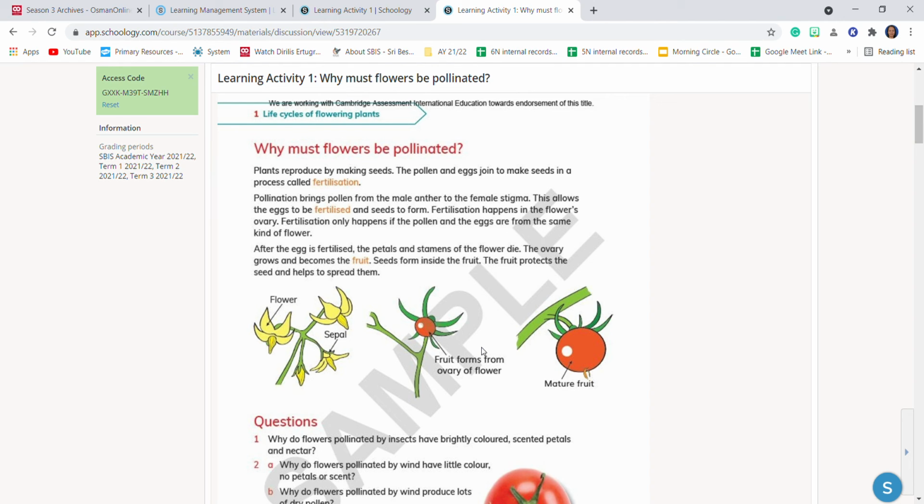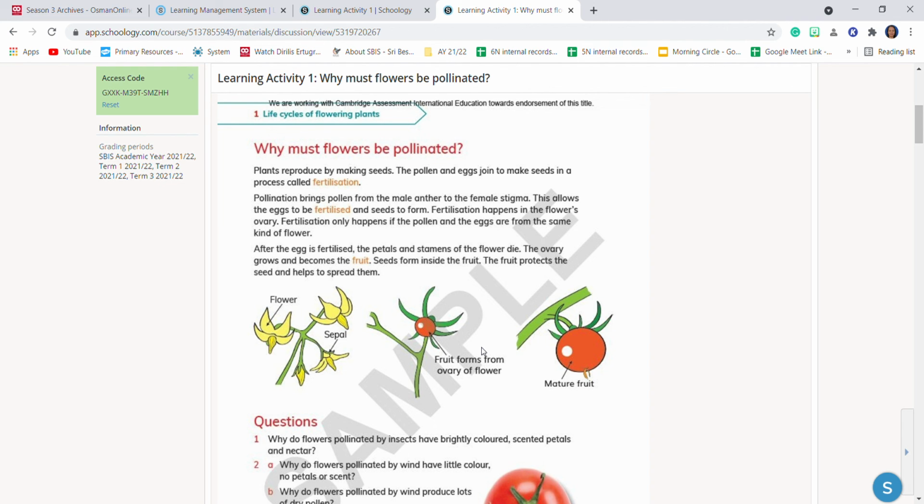So pollination, we learned, is the movement of pollen from the anther to the stigma, just the movement, okay? But it does not stop there. When the pollen reaches the stigma, it meets the egg. When the pollen and the egg combine, that is what you call fertilization. Why is it called fertilization? It's because when they combine, they form into a seed.